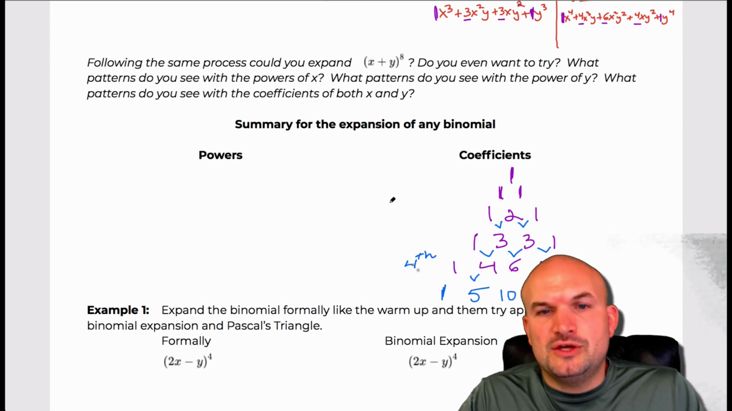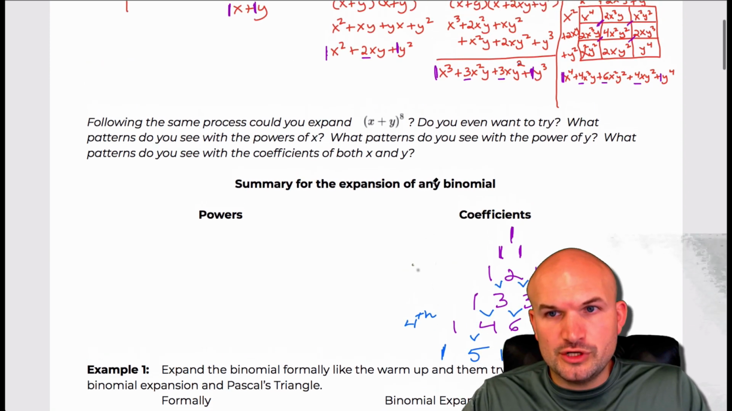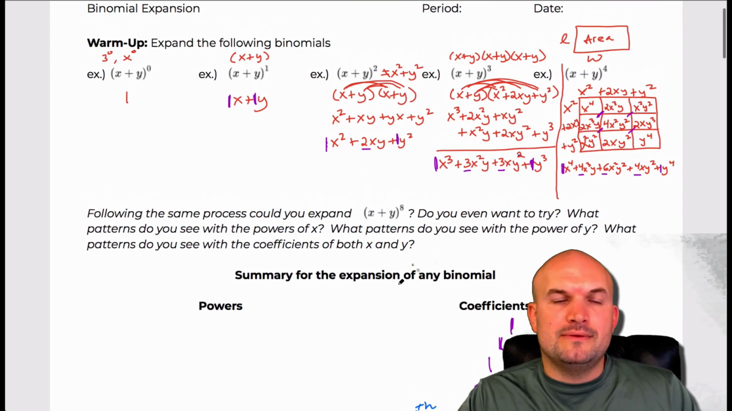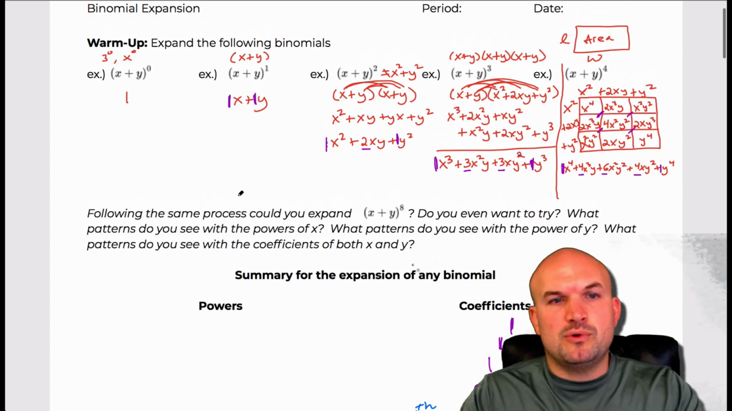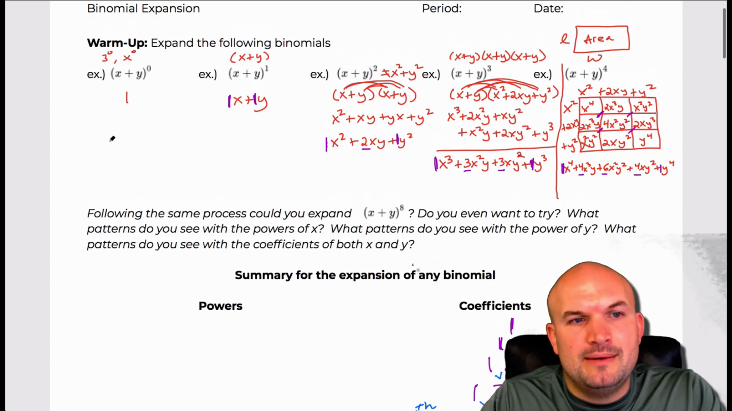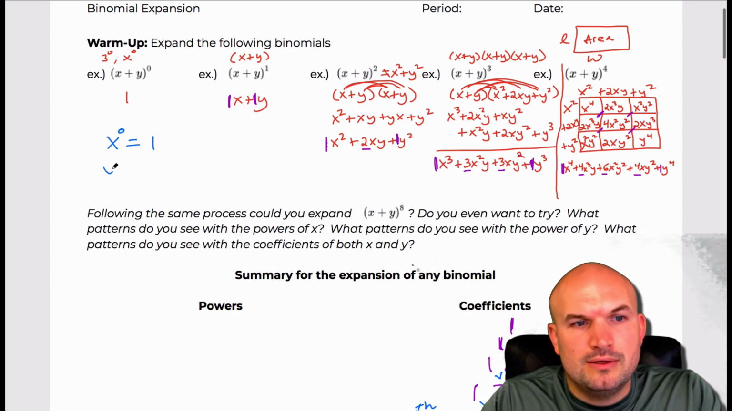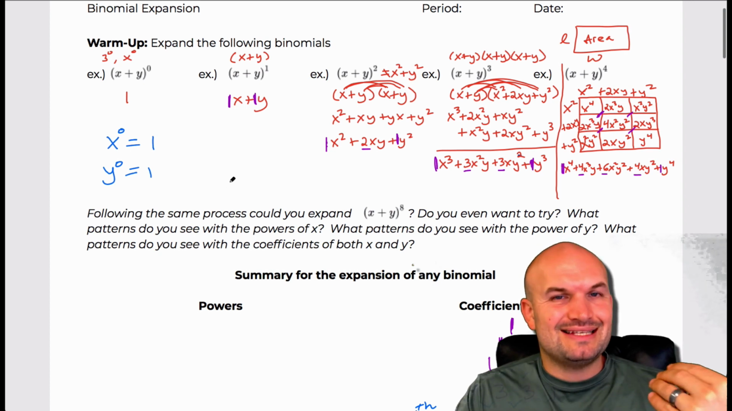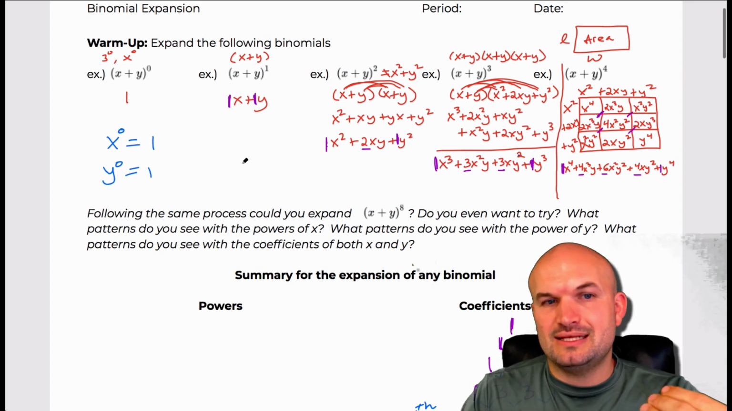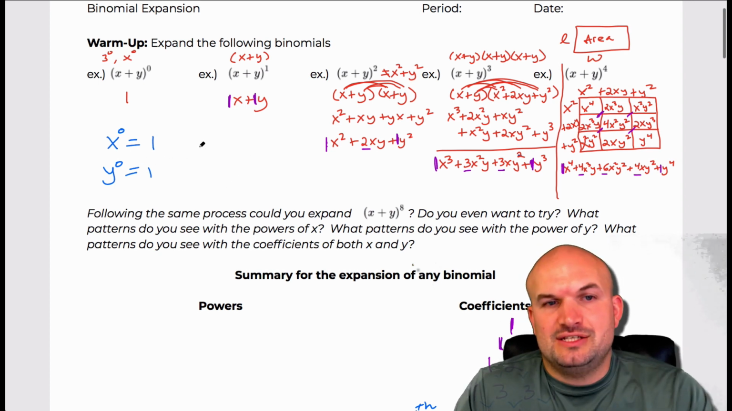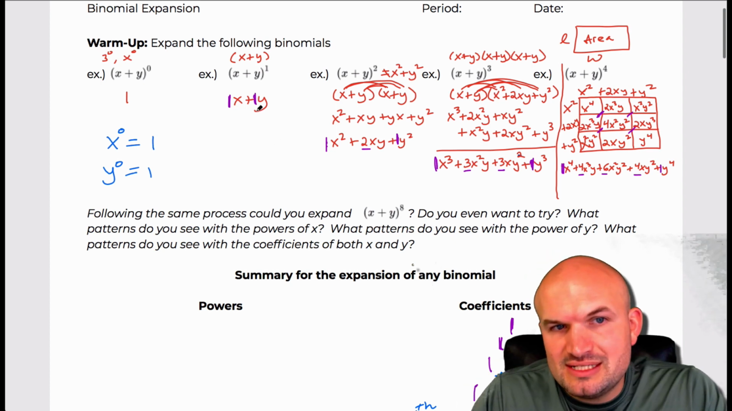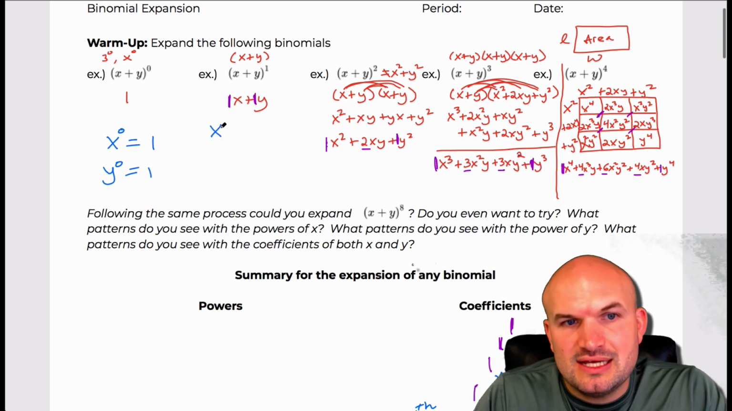Now, the next thing I want you to focus on is the powers. And it's really important to remember that, again, x to the 0 equals 1. y to the 0 equals 1. And that's really important because a lot of times we don't represent that, right? We don't show x to the 0. But it's important because this expression can be written like this: x to the 1st, y to the 0, plus y to the 1st, x to the 0.